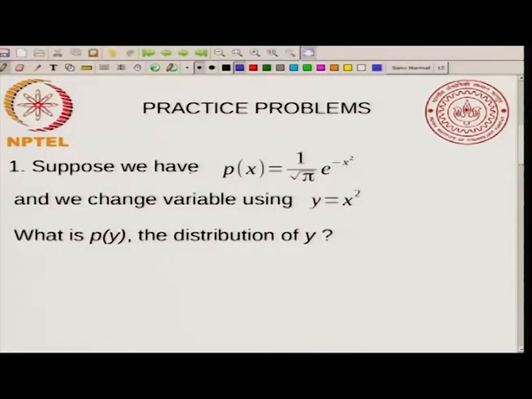The first one, I will read out the problem. Suppose we have a distribution p of x given by 1 by root pi e to the minus x square, and we change variable using y equal to x square. What is p of y? The distribution of y. So, suppose you have a distribution of one variable and you change the variable, then how do you look at the distribution of the new variable?